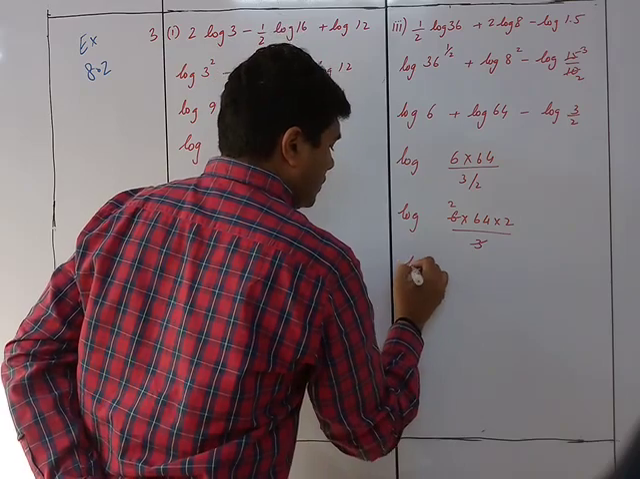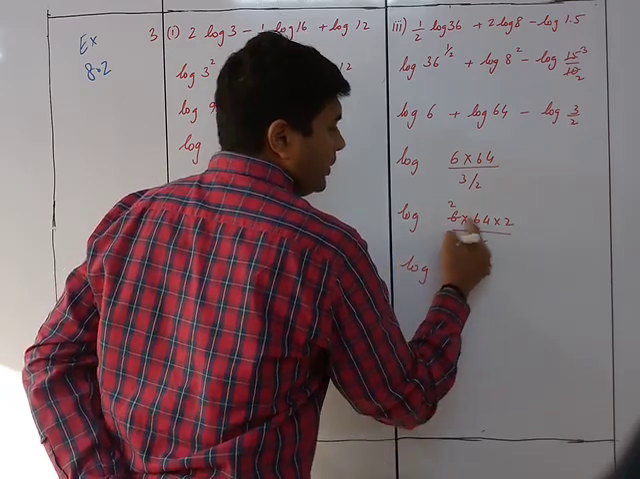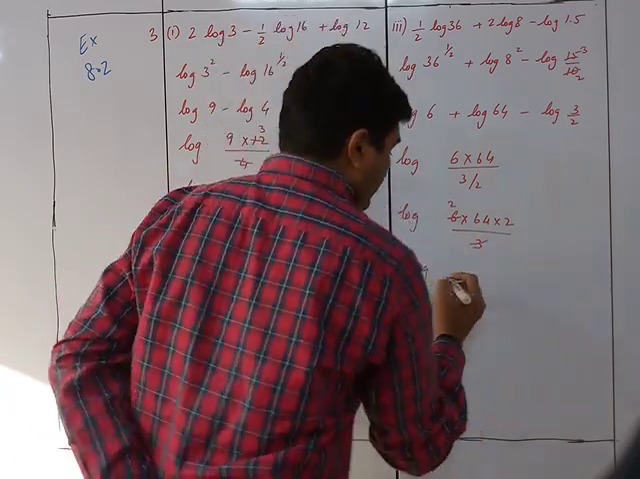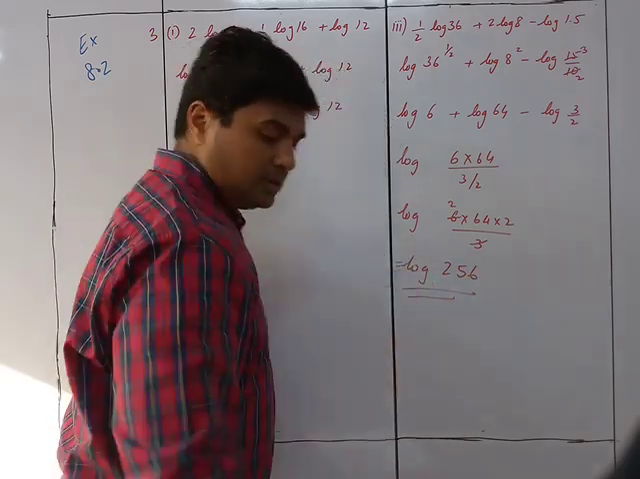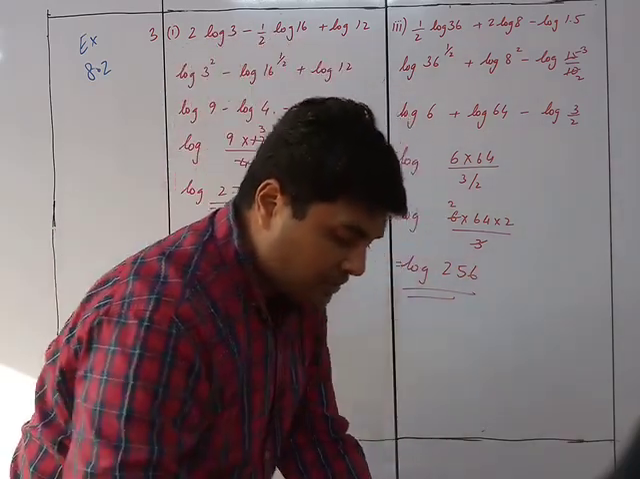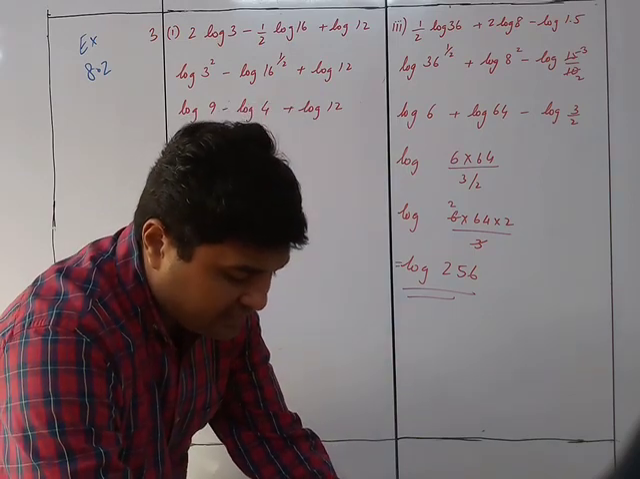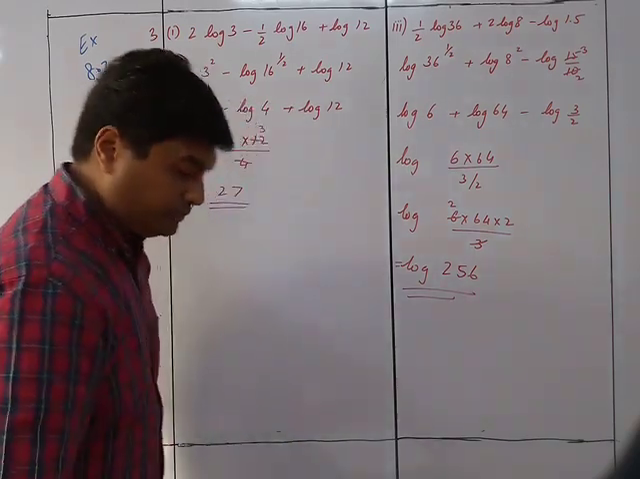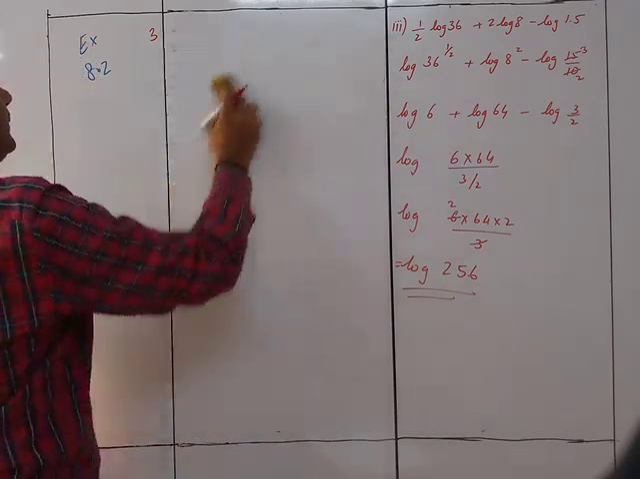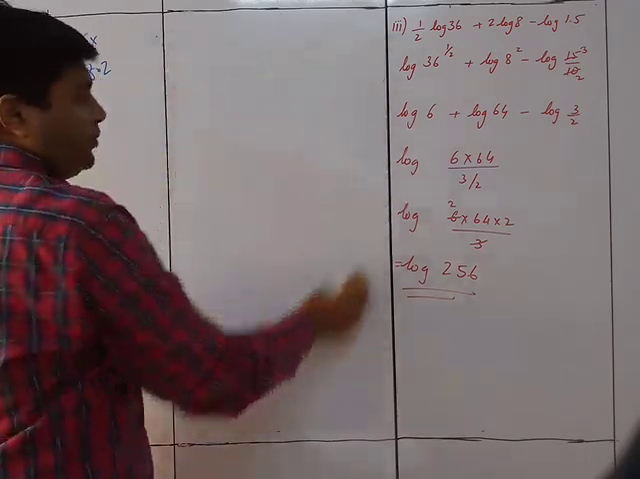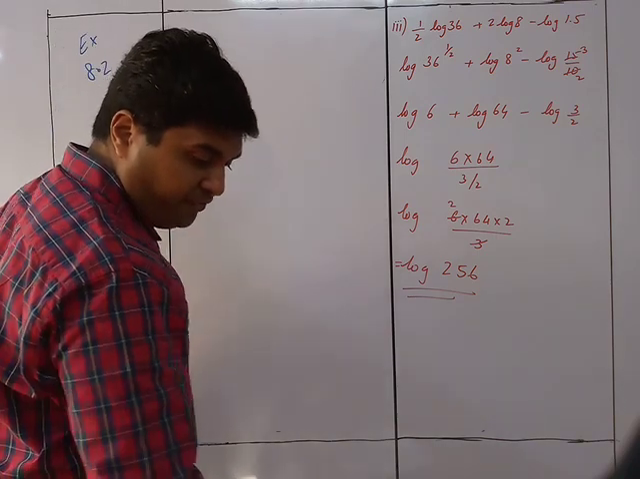That's 2. So log of 2 into 64 is 128, 128 into 2 is 256. So that's the answer to the third sum. That is log of 256. We move on to the sum number 5.